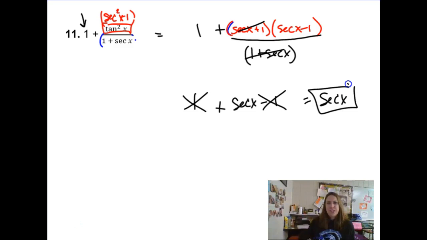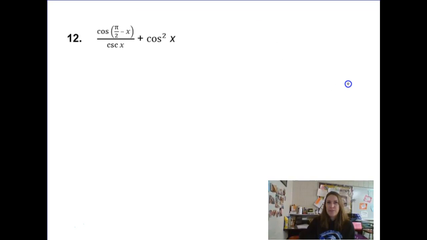What I was going to do with the conjugate thing, I mean, it would have worked. I would have had a lot of extra work and ended up canceling a whole bunch of stuff that I didn't need in the first place, so my bad.